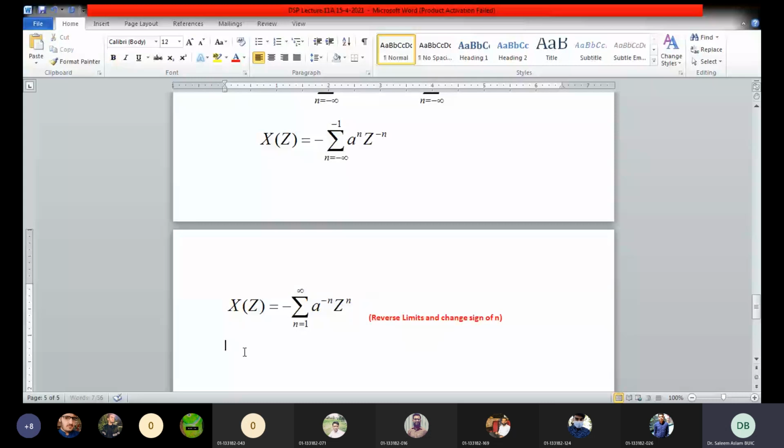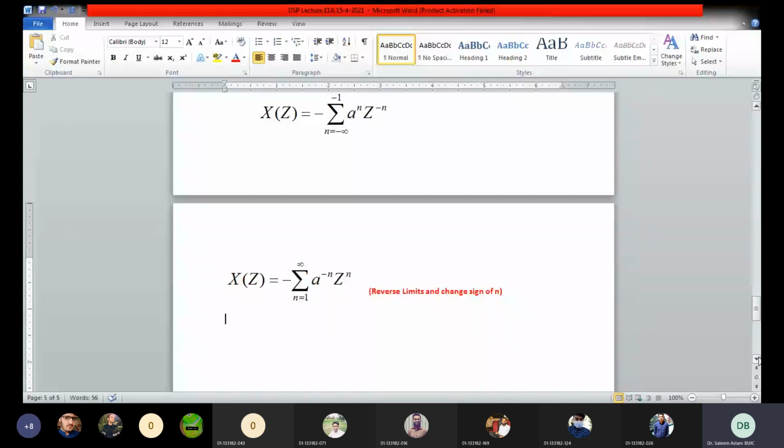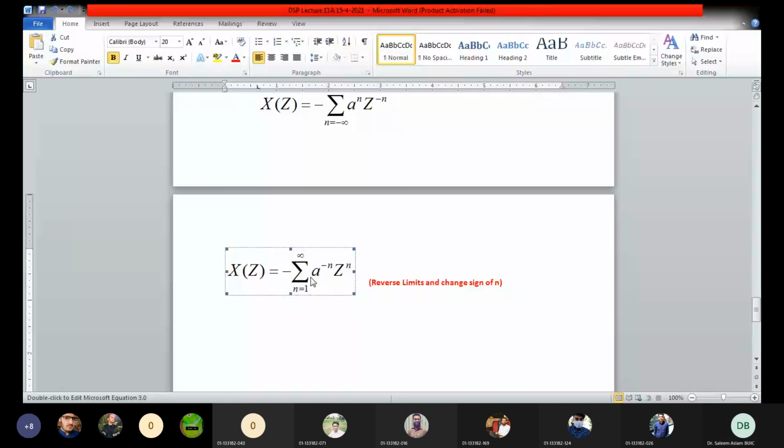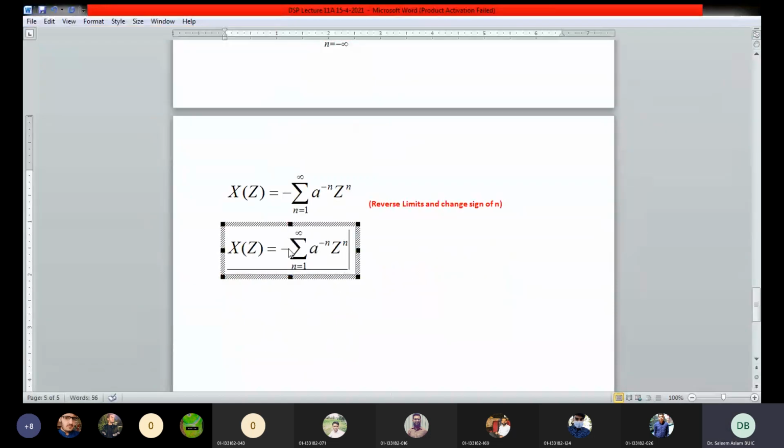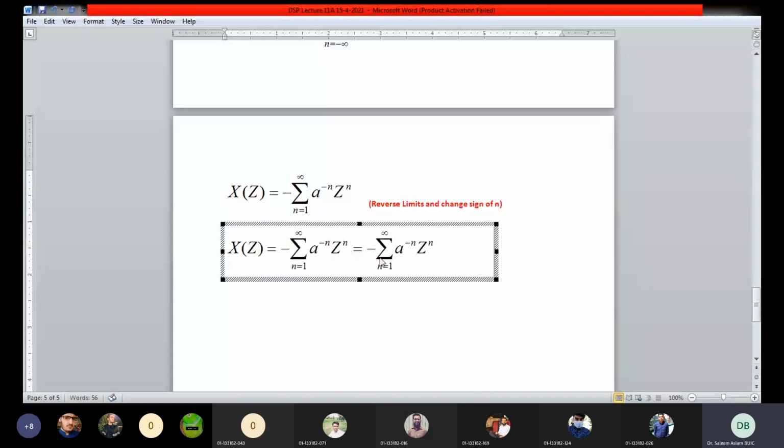Right, great. What I'm going to do now, I'm copying it again, and what I'm going to do is change to a z inverse, z to the power n. Now I can write this.